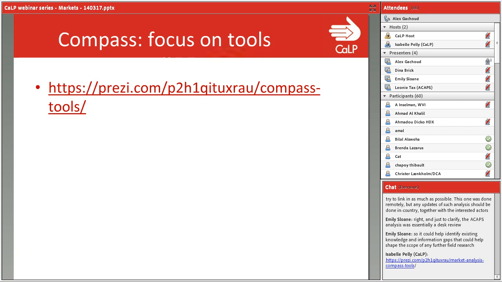Okay, so we'll share the 3 links with you so that you have a chance to go through it and to discover what's exactly in the compass and what you can do with it and how useful it can be to your organization and to your colleagues in the field.